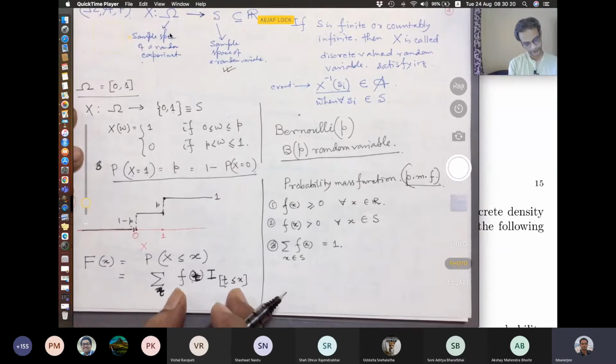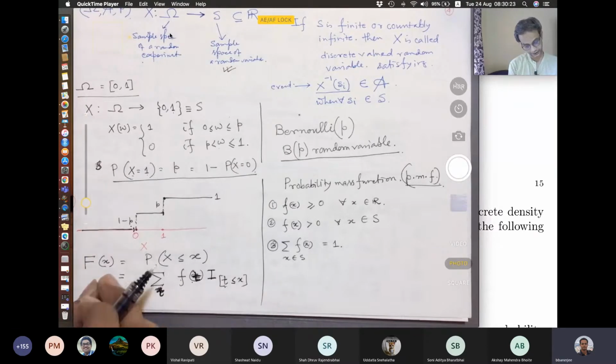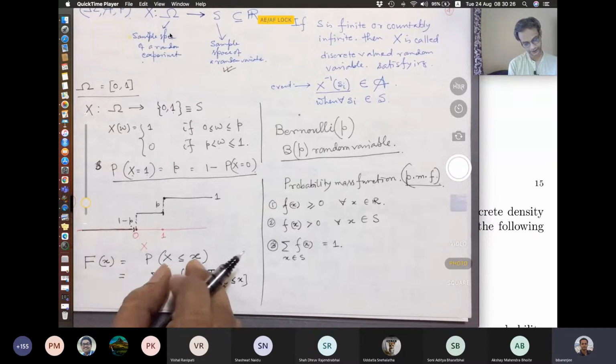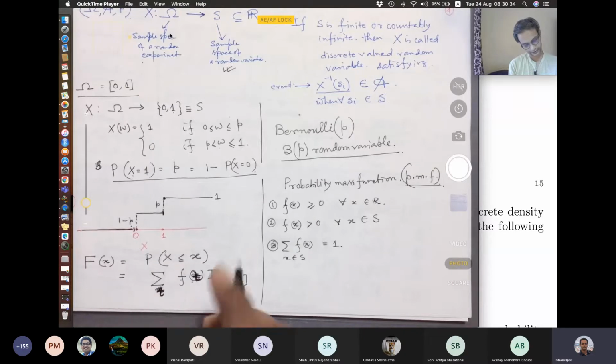In general you can consider any set A, but we have considered the set x less than or equal to x, where x is from minus infinity to small x. So if that condition is satisfied, then only it will become 1, otherwise 0. So you can compute the cumulative distribution function as a sum of the probability density function. Let me know if you have any query in this notation.